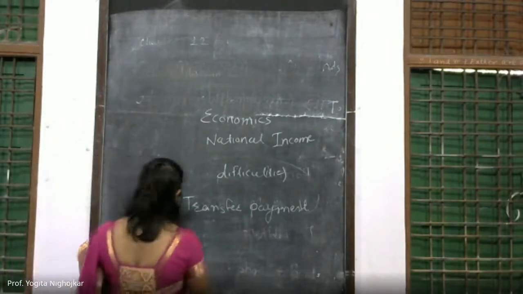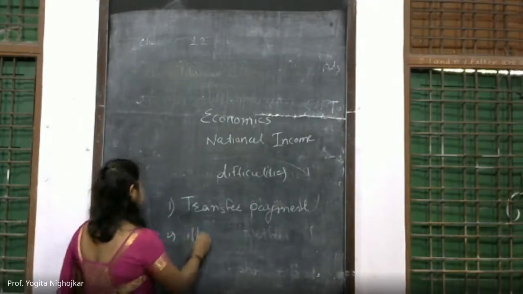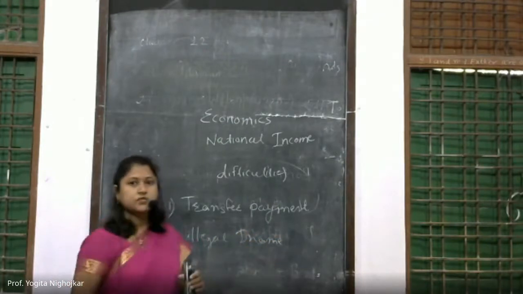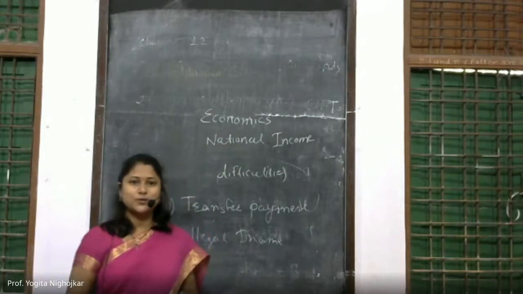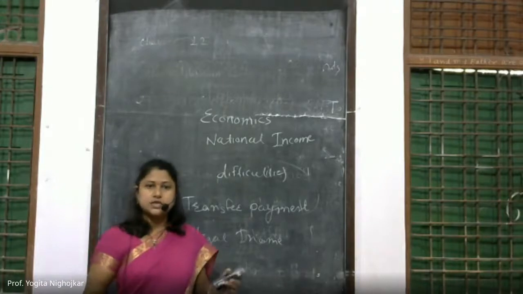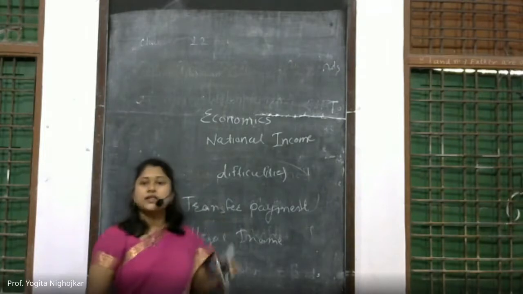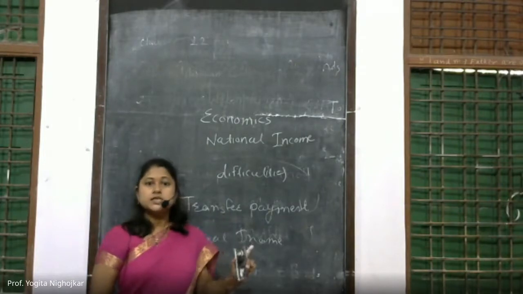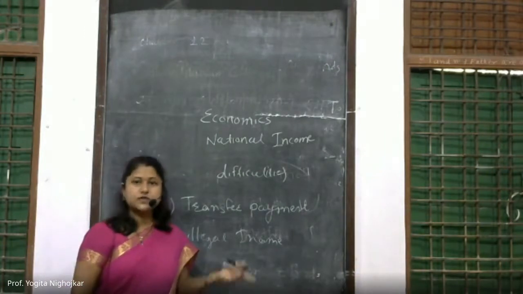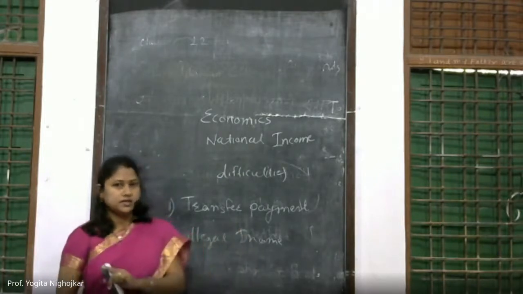The second point is illegal income. What is illegal income? As we all know, income earned through illegal activities such as black marketing, theft, smuggling, etc., is not included in national income. Such goods and services do have value and meet the needs of the consumers. Thus, to that extent, national income is underestimated.